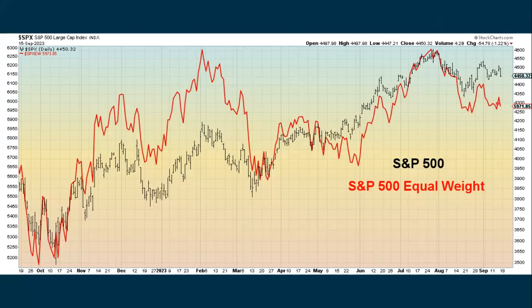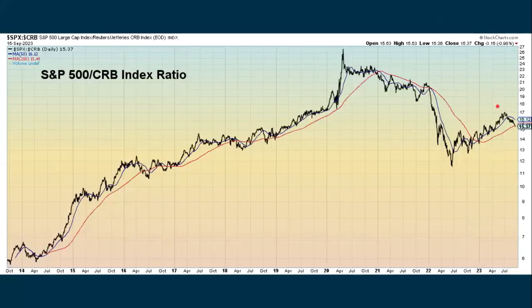Looking at some index ratios, we're seeing where the equal weight index is underperforming the S&P 500, and that's because you have a number of really big companies that, if they're up, we have an up day. If they're down, we have a down day, where the broader market is not participating as much.